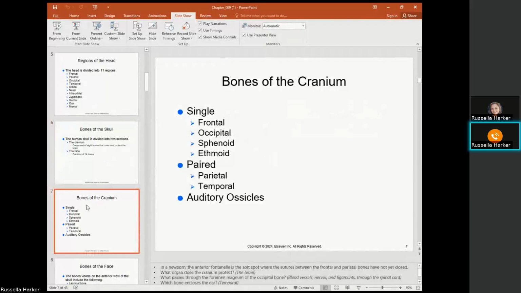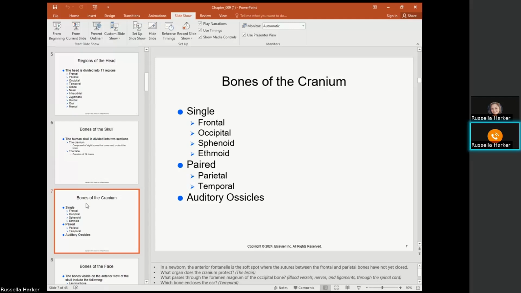Bones of the cranium, they have single and paired bones. So the single bones include the frontal, occipital, sphenoid, and ethmoid bones. So the paired bones are the parietal and temporal bones. Those will each have 2 bones. And then there are auditory ossicles.